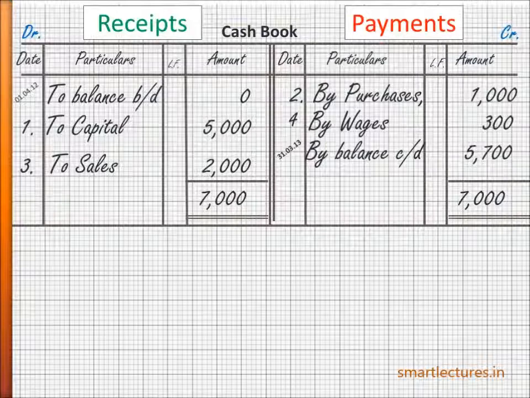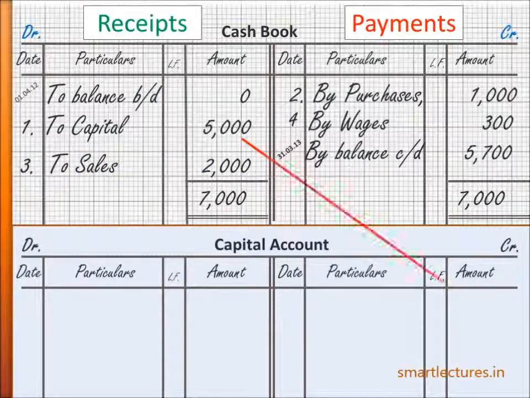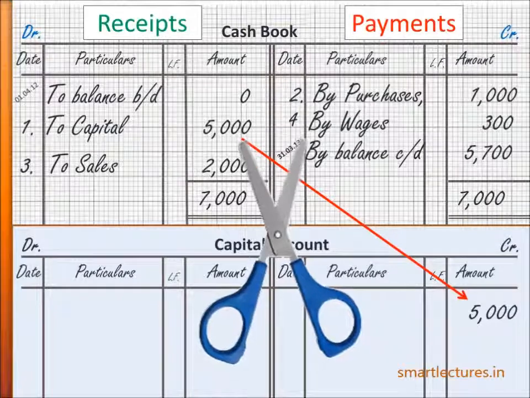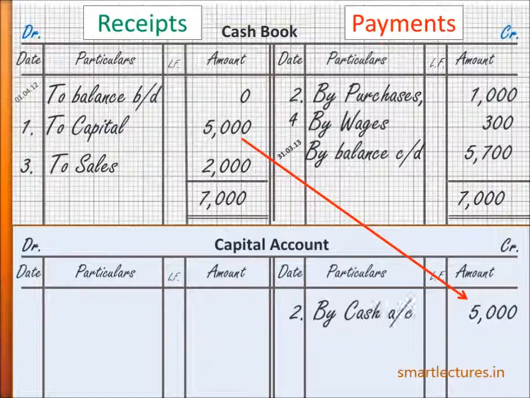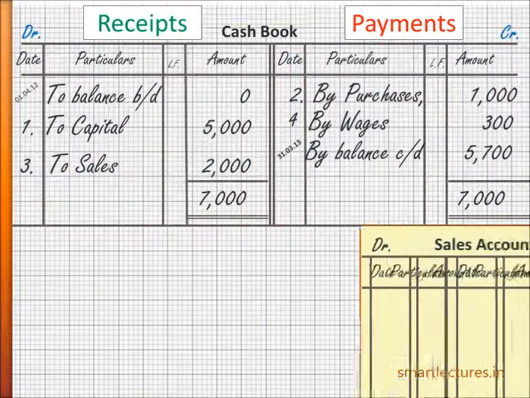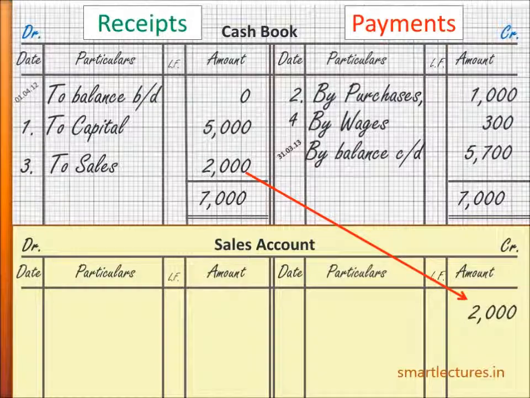Let's see how many items are involved in the cash book. On debit side, only two items are there, capital account and sales account. So first of all, open capital account. So we are taking 5,000 from the debit side. It will be taken to the credit side of capital account. You know the principle of seizures. So 5,000 on credit side, what will be the narration? By cash. Then sales rupees 2,000. Open sales account. On credit side, write down rupees 2,000. What will be the narration? By cash. Rupees 2,000.